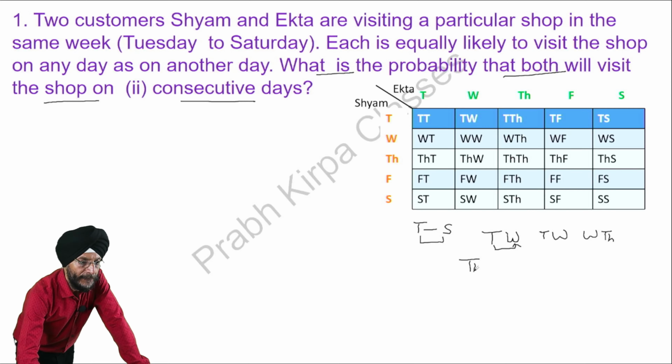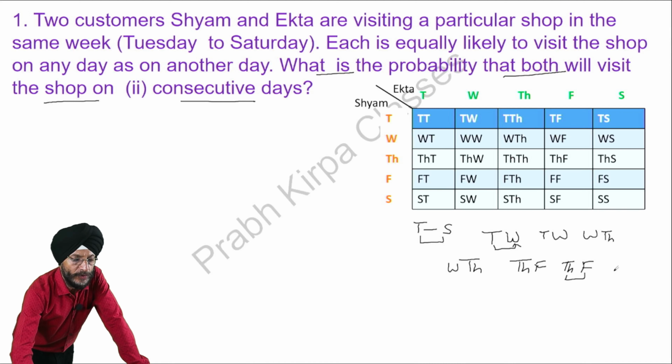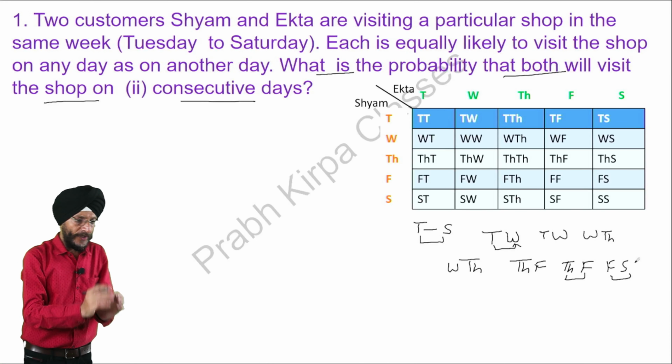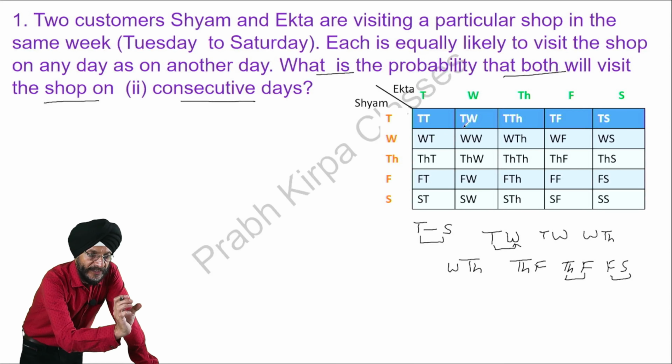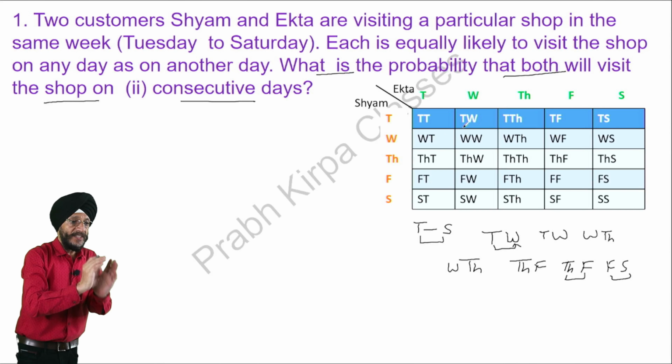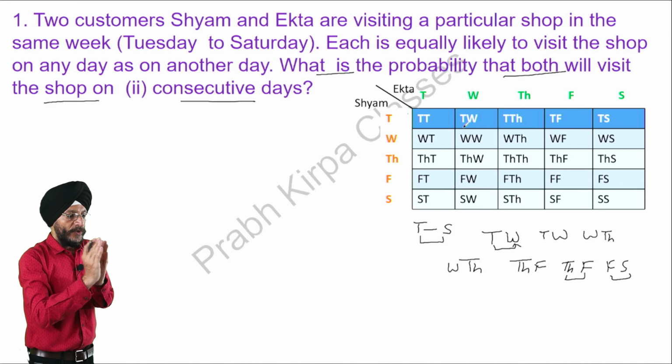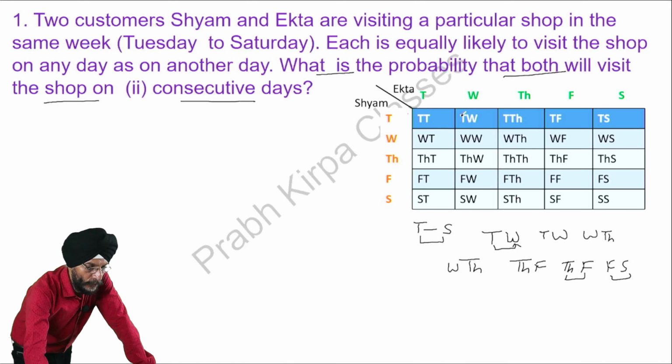In case of Thursday, the earlier day is Wednesday, and Thursday may be followed by Friday. In case of Friday, the earlier day is Thursday. These are also consecutive days. Next, in case of Friday, Saturday. This is also a pair of consecutive days. So in this way, we have to find out the consecutive days, that is, days where there is no gap between the 2 days. So we will find out the same.